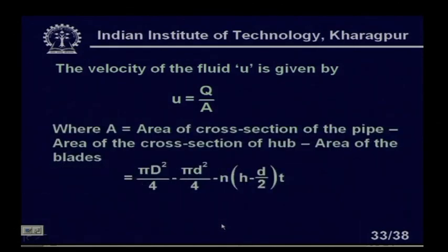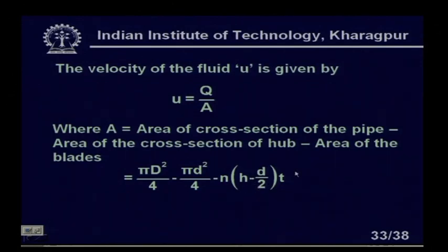Now, you see, A is the area of cross section of the pipe minus the area of cross section of the hub and the area of the blades. So, that we have written as pi d square by 4 minus pi d square by 4 n h minus d by 2 into t. So, this will be very clear, you see here.